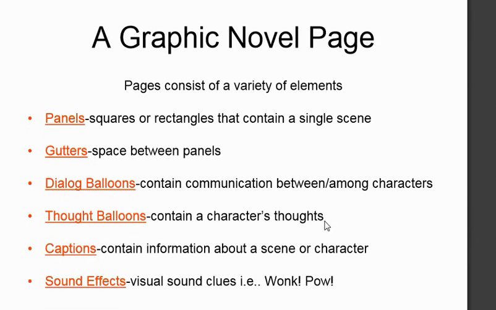Inside a graphic novel page, there are some elements. Panels are squares or rectangles that contain a single scene. Gutters are the space between those panels. Dialogue balloons are used for communication between characters as though they're having conversations. Thought balloons are the same idea, except it's only a character's thoughts that are inside thought balloons. Captions contain information about a scene or character. And the ever-famous sound effects are visual sound clues: wonk, pow, zap, bam. They're often fun to play with.